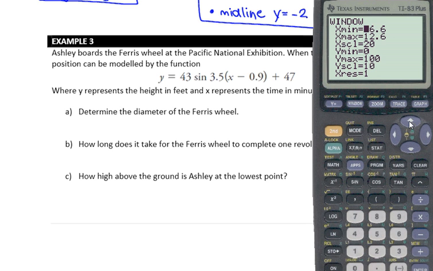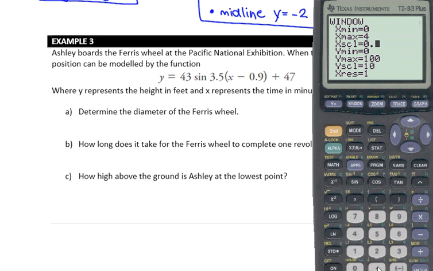Now, this is our b value, 3.5. Remember, the period is 2 pi divided by b. So if you wanted to see one full rotation, you could go 2 pi divided by 3.5. So about 1.7. Now, maybe if I wanted to make 2 rotations, instead of going from 0 to 2, I could go 0 to 4.